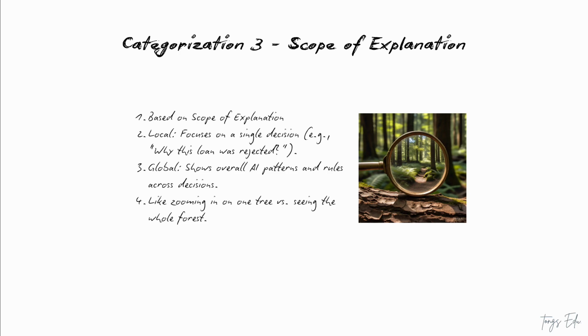Global explanations, on the other hand, look at the big picture, how the AI works across all its decisions, revealing the overall patterns and rules it follows. It's like seeing the forest for the trees versus just one tree up close.